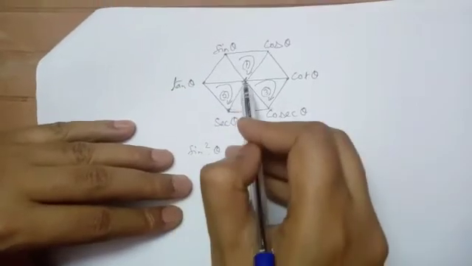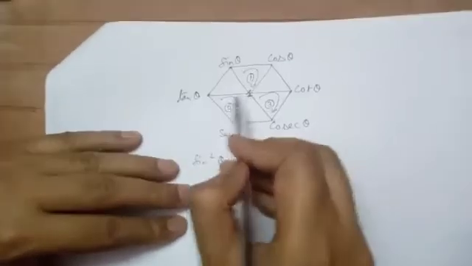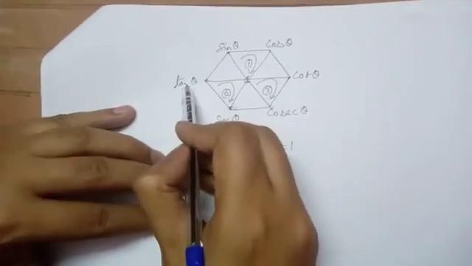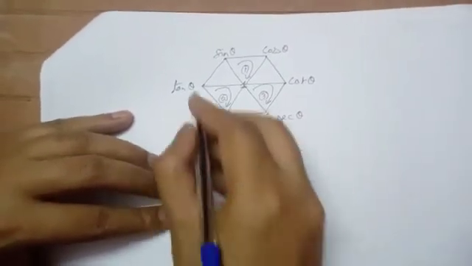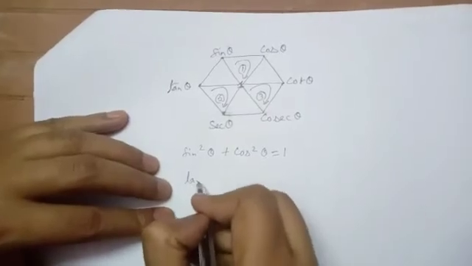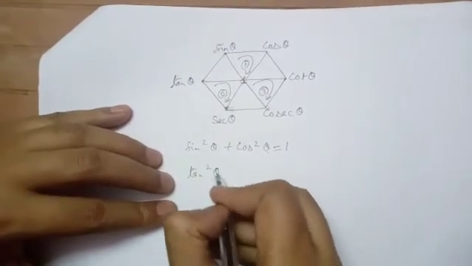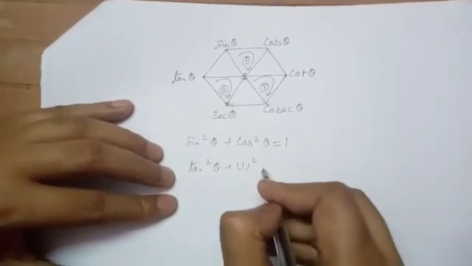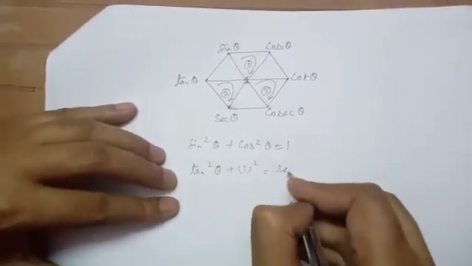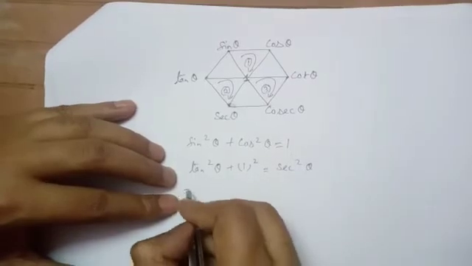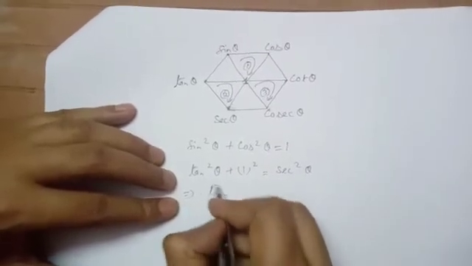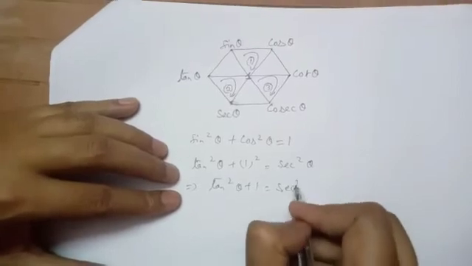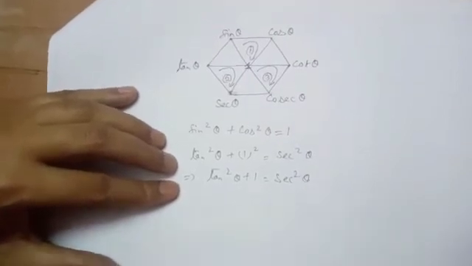Now we are moving towards the second triangle or the second region, in which the vertices are tan theta, sec theta and 1. We have tan theta first, therefore we write tan square theta, then square of 1 will be equal to sec square theta. This implies tan square theta plus 1 equals sec square theta.